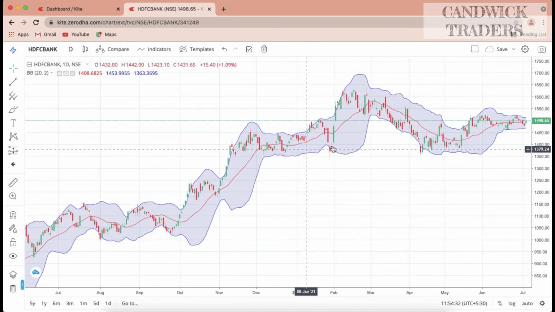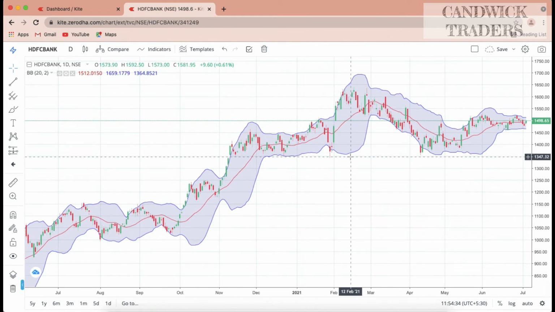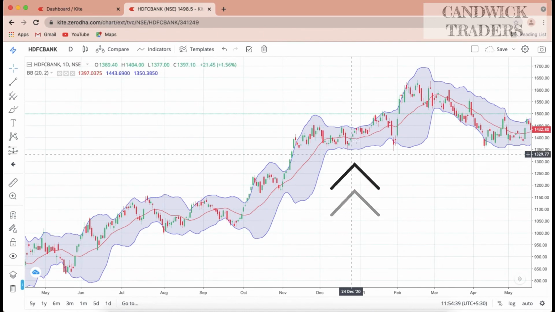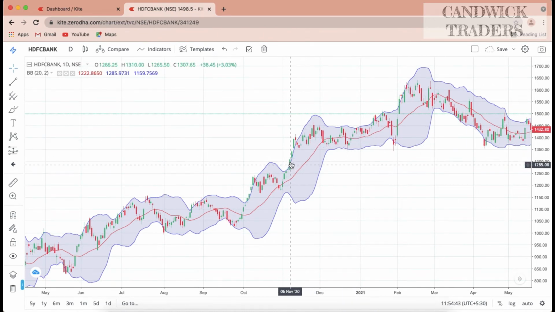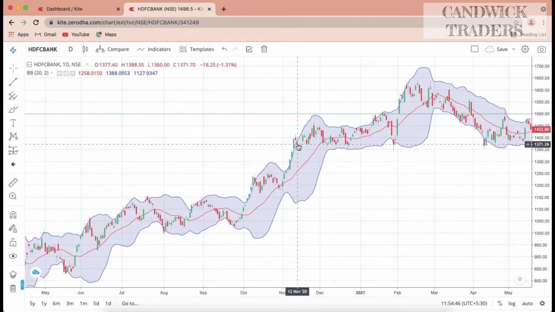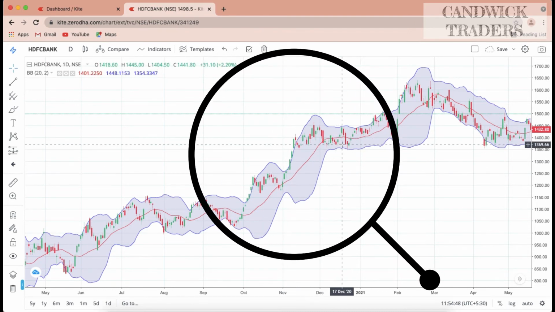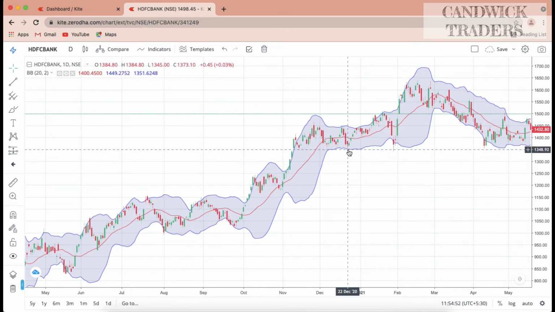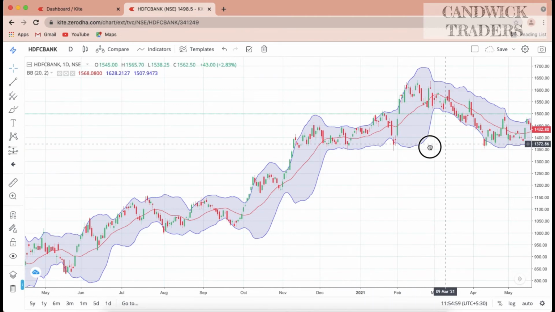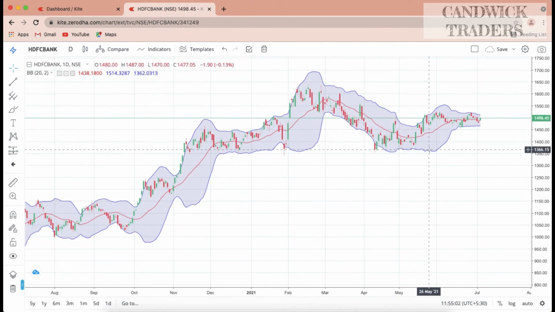Okay, the main uses are: if it is expanding, it shows volatility in that particular stock or index, and if it is narrowing, then we can consider that there is no volatility. If it is hugging the upper line, then we can say it is an uptrend, and we can look for buying opportunities whenever it is hugging the bottom line. We can easily identify the direction of the stock with the Bollinger Bands.